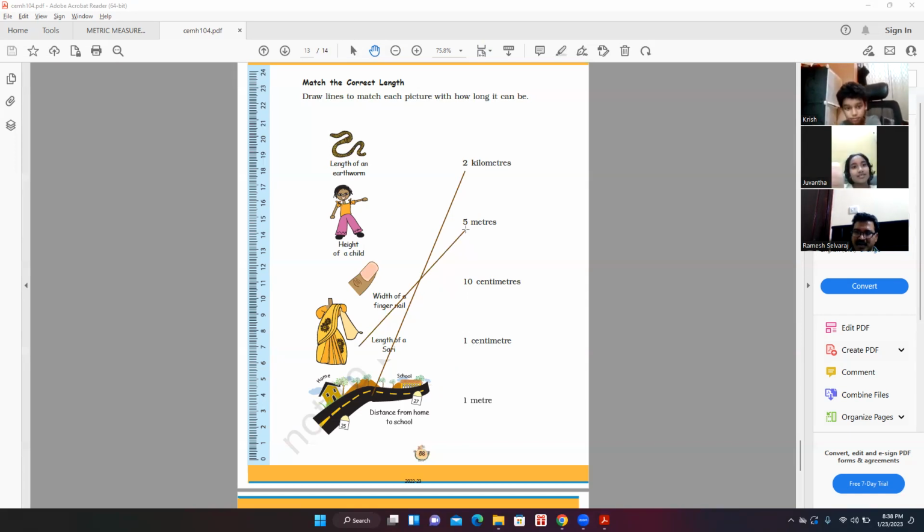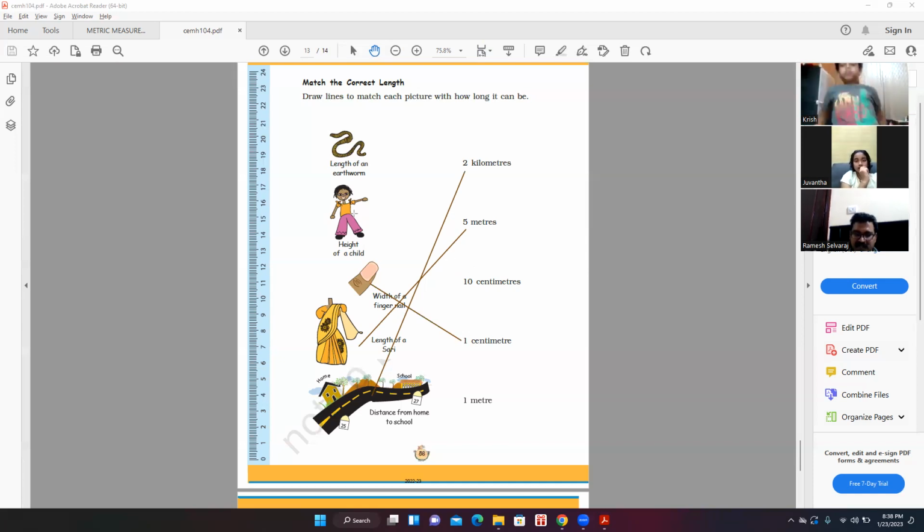Okay. And next one is the width of your fingernail. That one could be meter, 1 meter? 1 centimeter. Yeah, 1 centimeter. See, 1 meter means your height. Your nail is that much? Do you have a nail of your height? Is it equal to your height? No, right? This is just 1 centimeter. If you take your scale and measure it, it will be just 1 centimeter only.